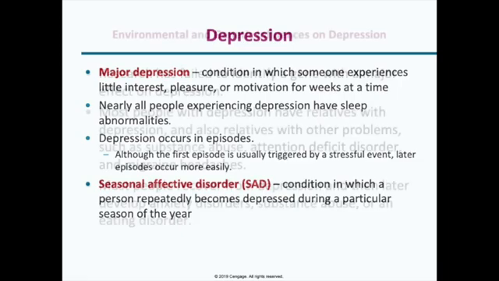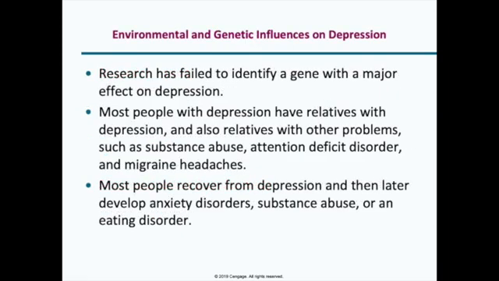Slide 21. The role of genetics with regards to depression is far from clear. Although studies of twins and relatives of patients with depression indicate a moderate degree of heritability, extensive research on the chromosomes of thousands of people fail to identify a gene with a major effect. Perhaps many uncommon genes are capable of leading to depression, or perhaps the explanation lies with epigenetics instead of chromosomal changes. Most people with depression have relatives with depression, and also relatives with other problems, such as substance abuse, antisocial personality disorder, attention deficit disorder, bulimia, etc.